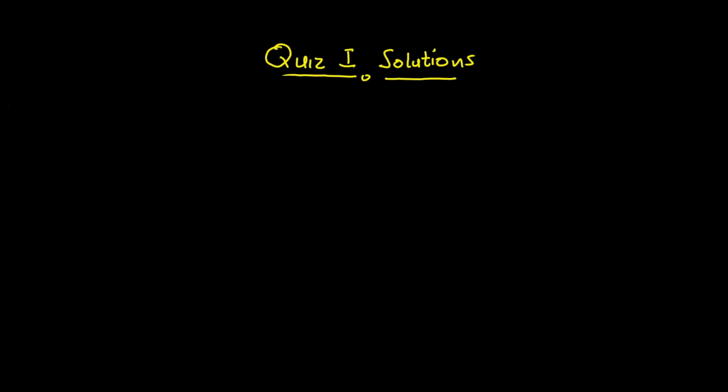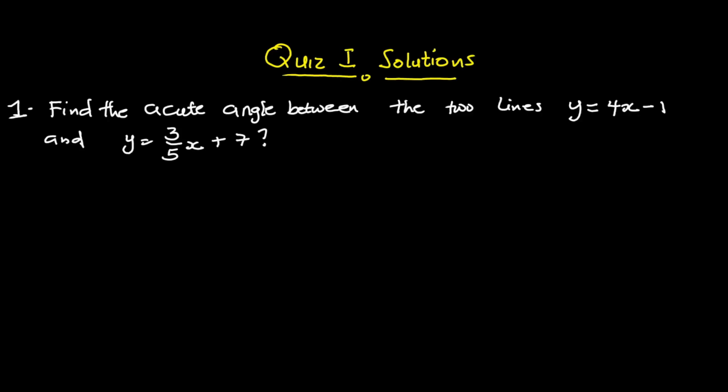So we begin with question 1. In the two lines y equal to 4x minus 1 and y equal to 3x plus 7, if we want to find the acute angle, we use the tan formula, that is tan theta is equal to m1 minus m2 all over 1 plus m1 m2. Now here the condition is that m1 should be greater than m2 and m2 should be greater than 0.